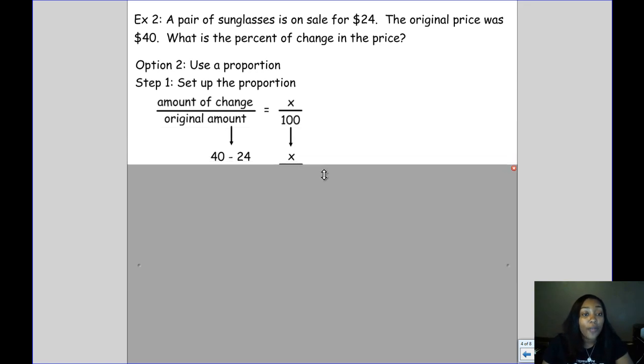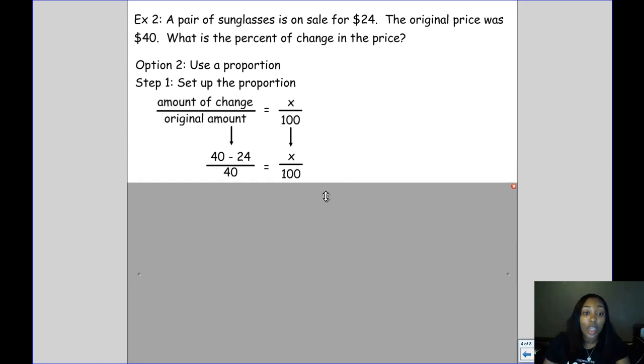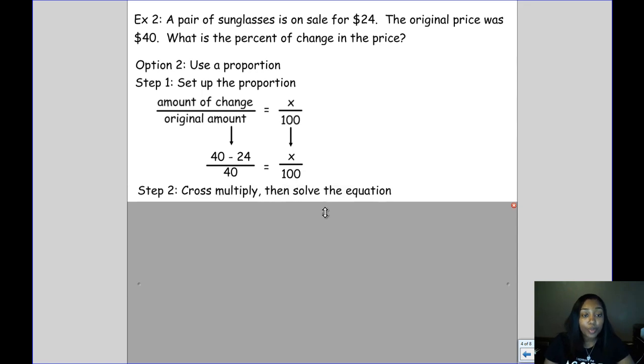So again, we have to first figure out how much did something change. Well, if the sunglasses were originally $40 and now they're $24, if we do 40 minus 24, that will tell us how much it changed. And then the original amount, or the original price, is 40, so that will go at the bottom. And again, our other ratio, which is the percent ratio, would be x over 100.